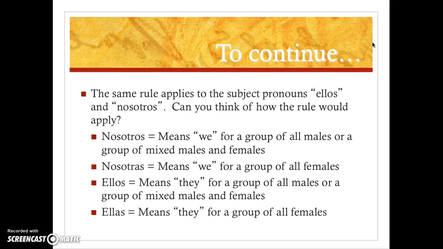The same rule applies to the subject pronouns ellos and nosotros. Can you think of how the rule would apply here? Nosotros means we, and this is referring to a group of all males or a group of mixed males and females. Nosotras means we for a group of all females. Again, the second example ends in AS, so we know it has to be a group of all females. Ellos means they for a group of all males or a group of mixed males and females, whereas ellas means they for a group of all females. So that common theme is that the AS ending is for all females.